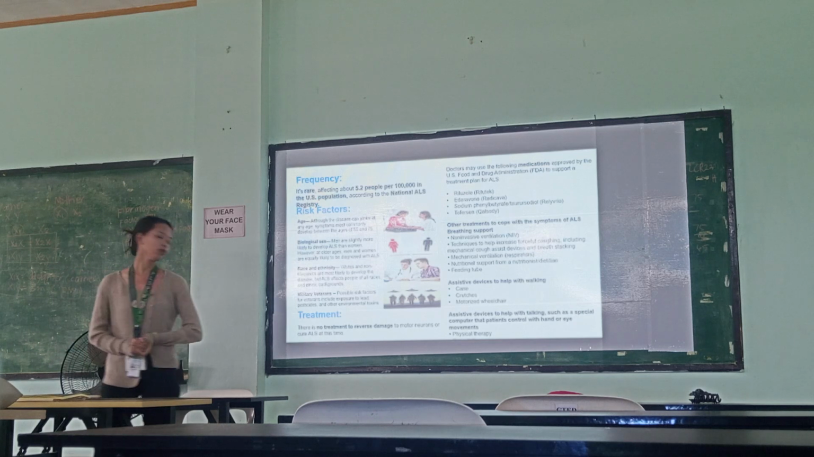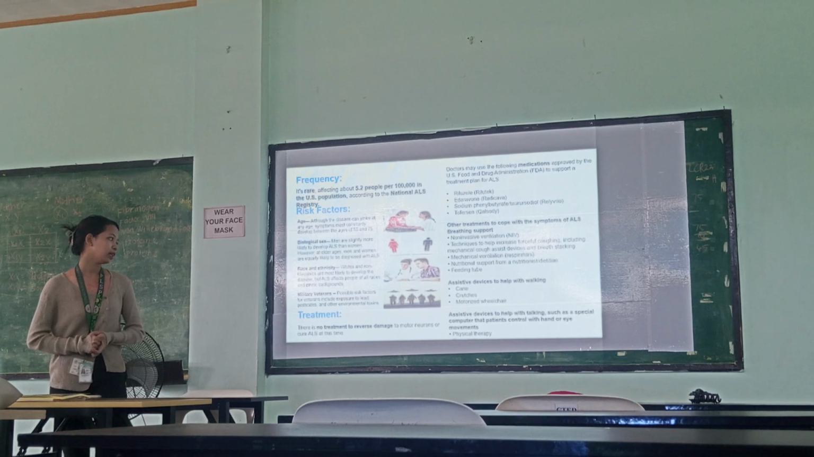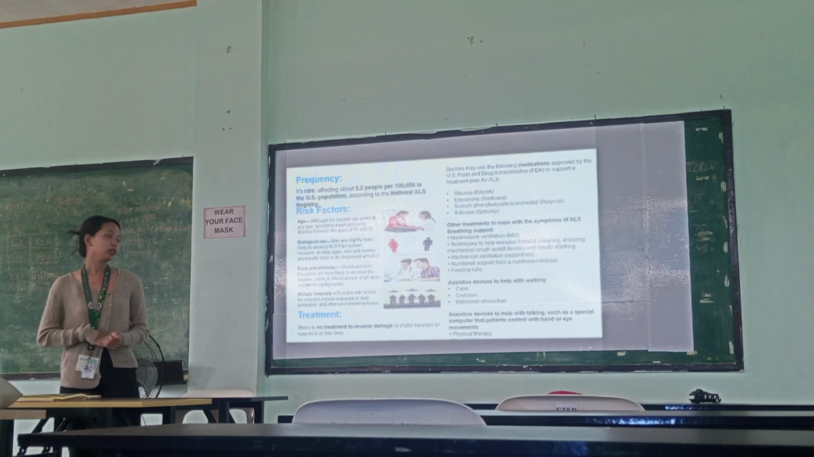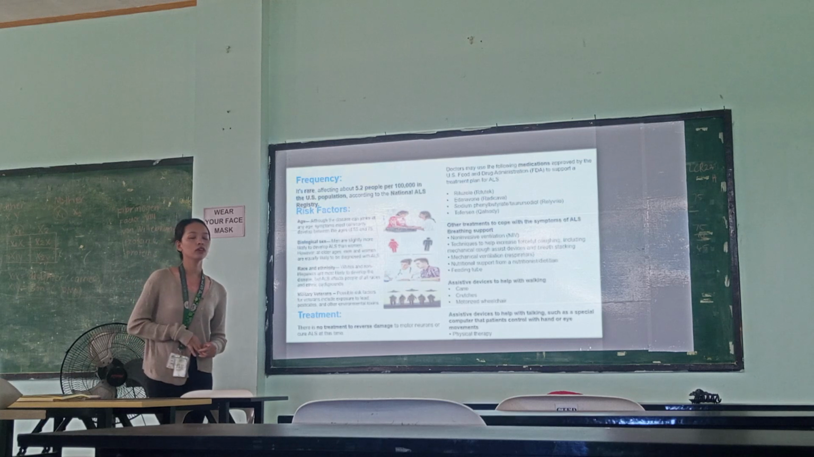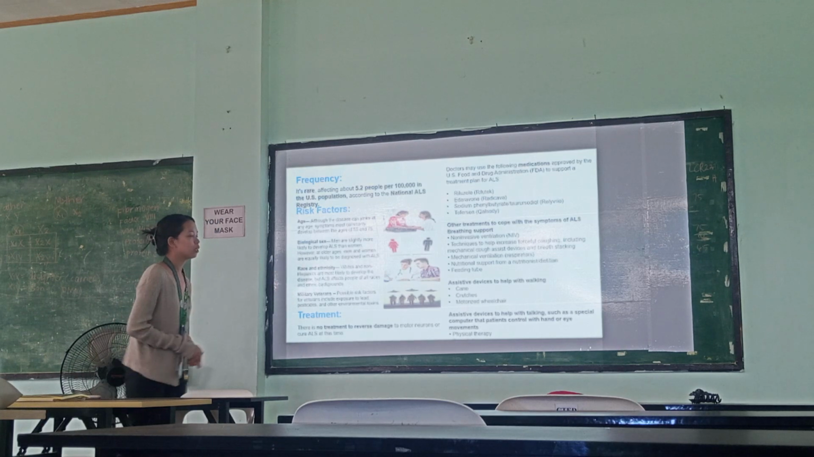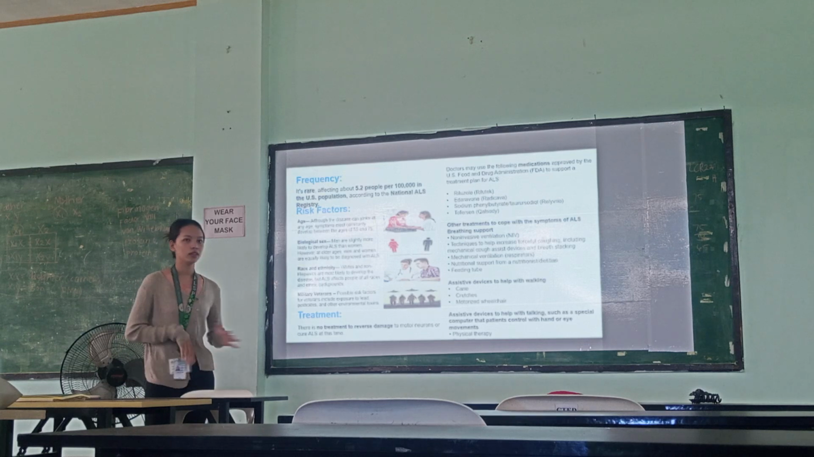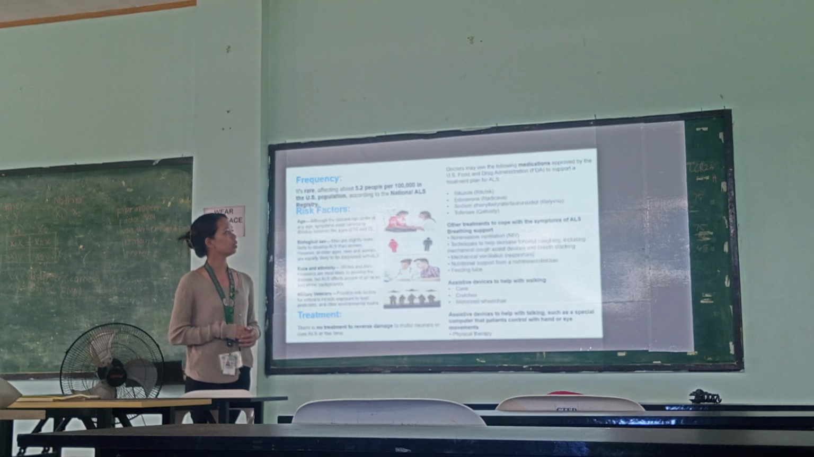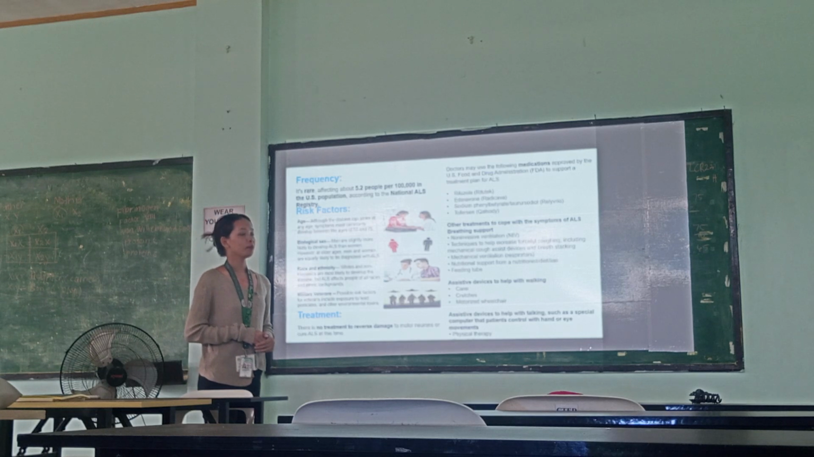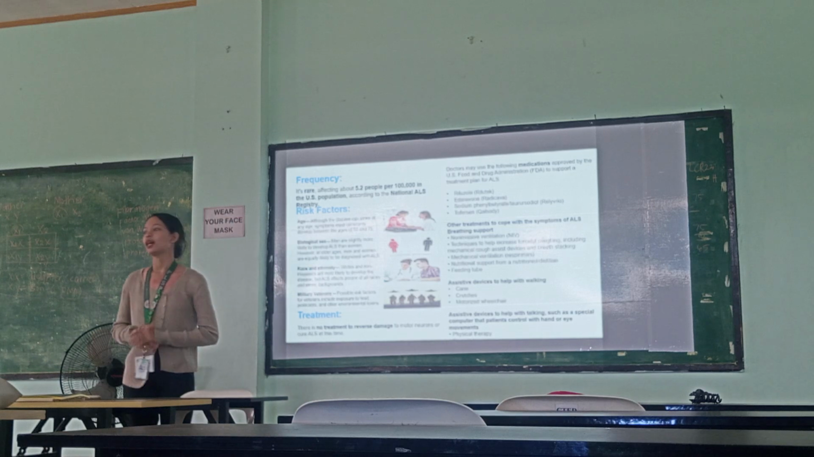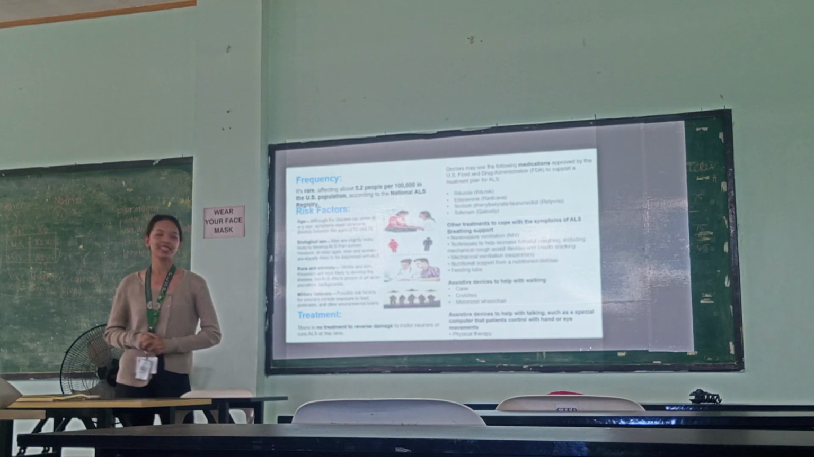And sa treatment, katulad ng degenerative disorders, wala din treatment para dito. Pero, katulad din ng iba, meron medications. Una-una na dyan yung riluzole, yung Radicava, edaravone, sodium phenylbutyrate, and tofersen. So, itong apat na yan, it slows down the progression of this disease.